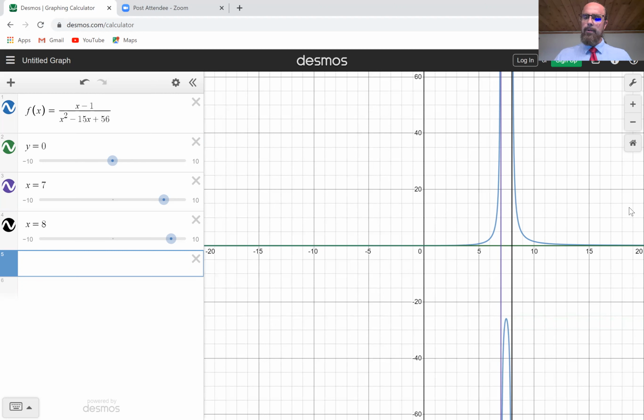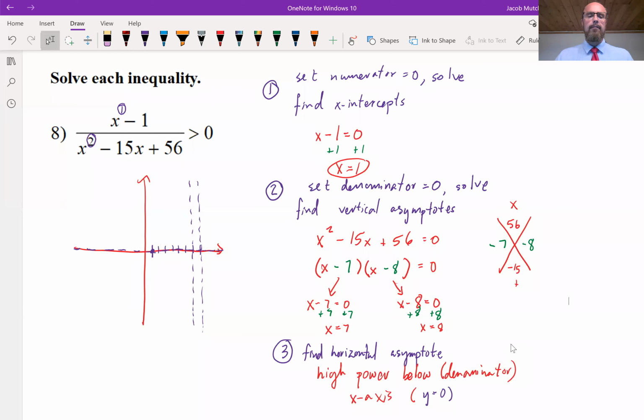So I do see that the part of this function that is between 7 and 8 is entirely negative. It exists down there in quadrant 4, bound by those 2 vertical asymptotes. So that's enough for me to see. I can go back to my graph and then interpret to solve that inequality. So I'm going to head back. Again, what we just need from Desmos is where to place the graph. So I kind of want to emphasize things here.